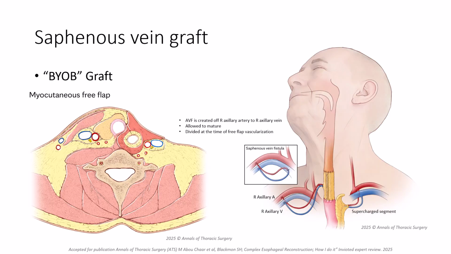This is an illustration of the BYOB graft that has been accepted for publication in the Annals of Thoracic Surgery. This myocutaneous free flap is interior of the esophagus, a skin tube going into fat, going into muscle that can be brought as a whole block for the free flap, and the artery and vein of the free flap are then tied into the saphenous vein that previously was allowed to mature after it was brought out as a loop graft off of the axillary artery and vein. The terminal end of the loop graft was divided to provide arterial inflow and venous outflow.